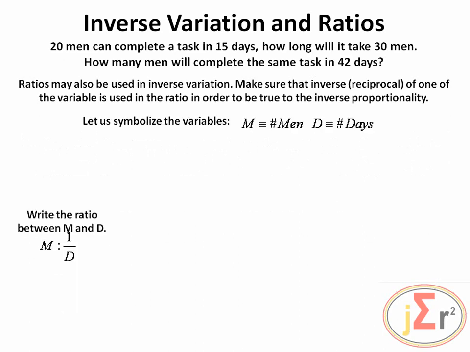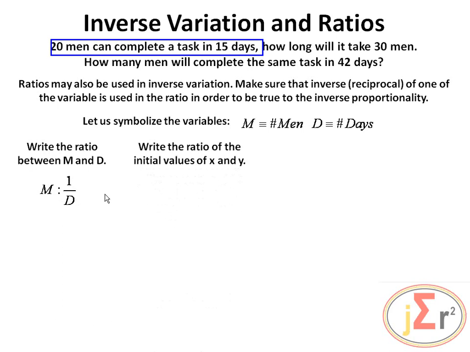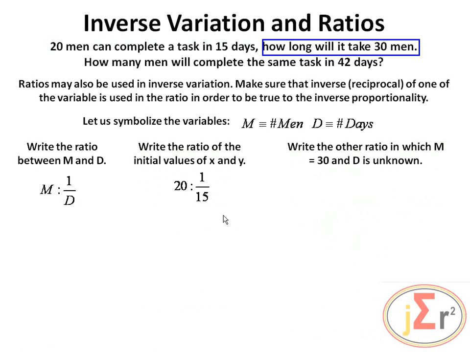So those are our symbols, the same as we had before. So we're going to write the ratio m to 1 over d, because we are talking about inverse variation. So write the other one, 20 to 1 over 15, because those are our initial values. Write another ratio in which m is equal to 30 and d, the number of days, is unknown. Write the ratios as fractions.